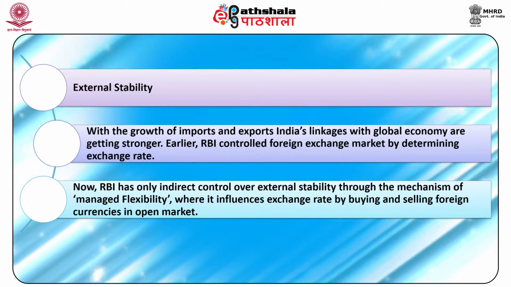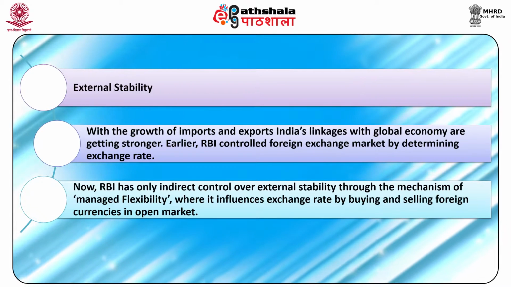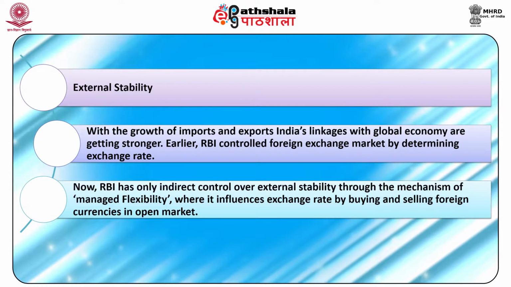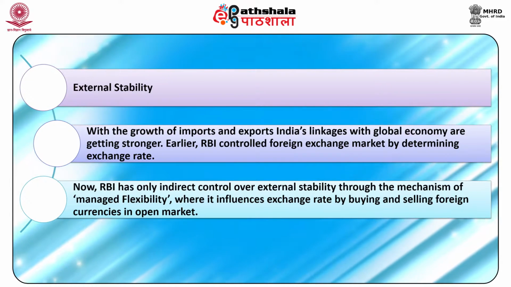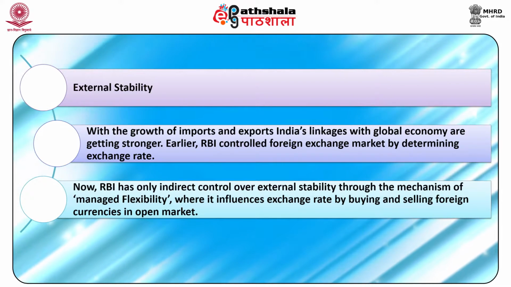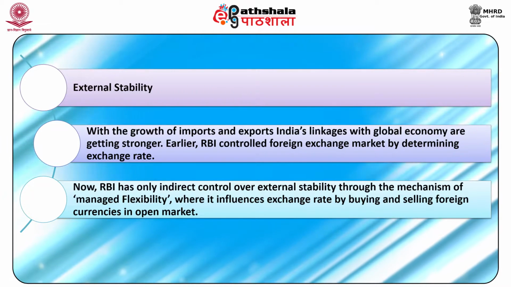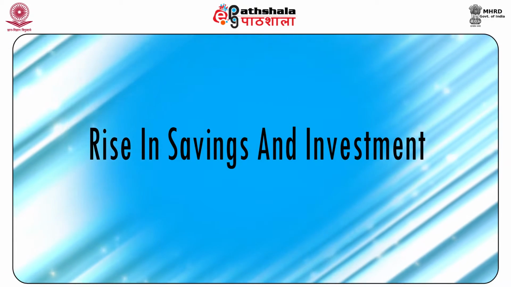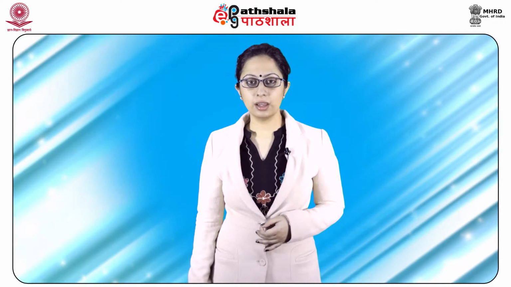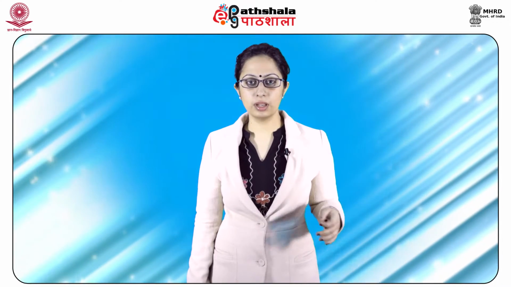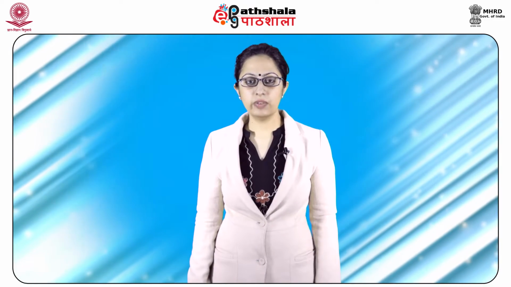Fifth, external stability. With the growth of imports and exports, India's linkages with the global economy are getting stronger. Earlier, RBI controlled the foreign exchange market by determining the exchange rate. Now, RBI has only indirect control over external stability through the mechanism of managed flexibility, where it influences the exchange rate by buying and selling foreign currencies in the open market. Sixth, rise in savings and investment. RBI, by offering eye-catching interest rates, boosts savings in the economy. A high rate of saving promotes investment. Thus, the monetary policy, by influencing rates of interest, can influence saving mobilization in the country.